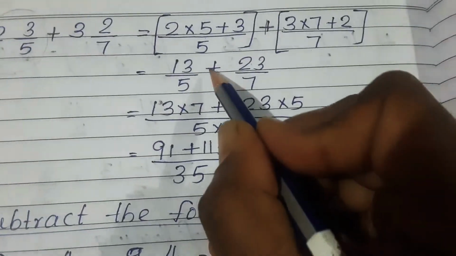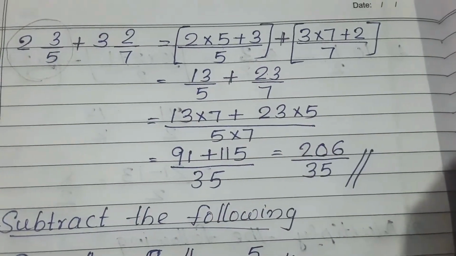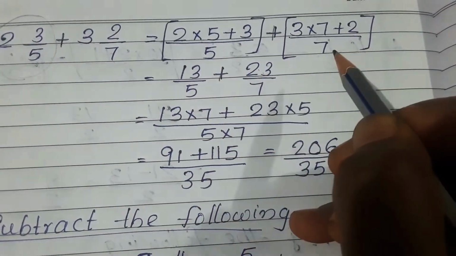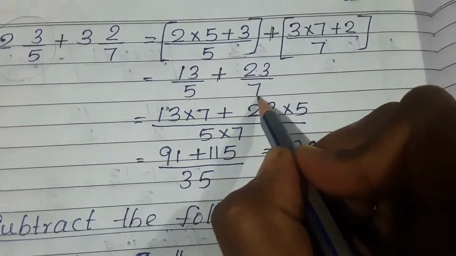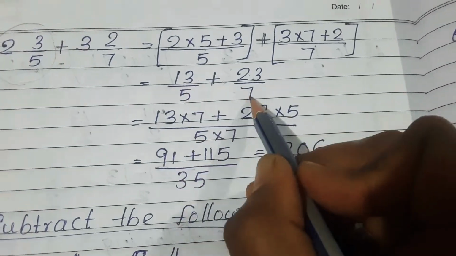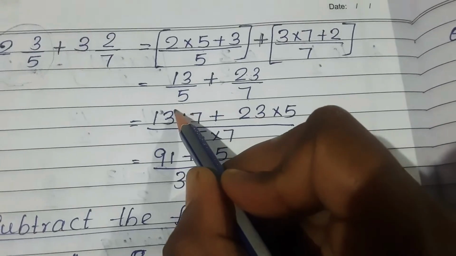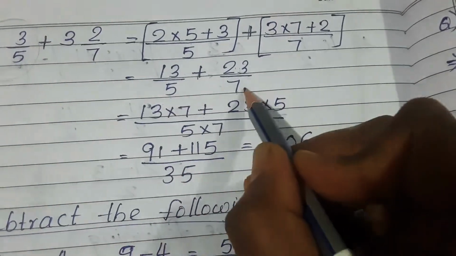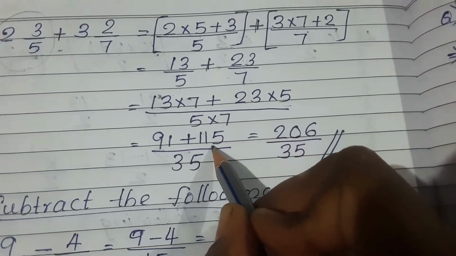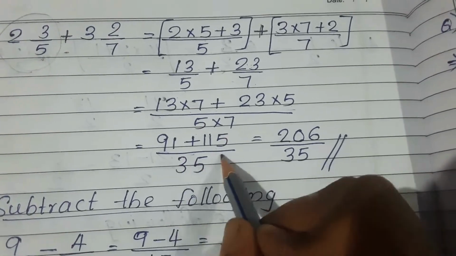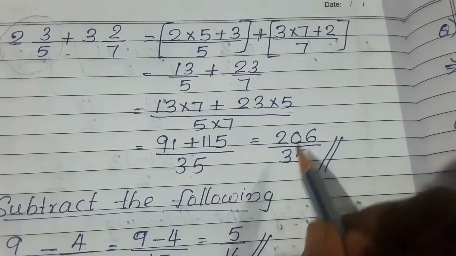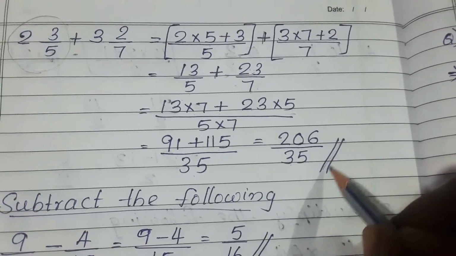Okay, now we can do the addition. Here we cannot do numerator plus numerator. Why? Because here the denominators are different. So take the cross product and add. 13 into 7 plus 23 into 5, and the whole divided by 5 into 7. Then 13 into 7 is 91, 23 into 5 is 115, and 5 into 7 is 35. After simplifying, 91 plus 115 is 206 by 35. So here we got the answer.